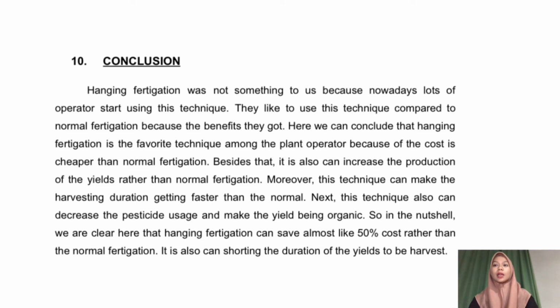Moreover, this technique can make the harvesting faster than normal. Next, this technique also can decrease the pesticide usage and make the yield organic. So, in a nutshell, we are clear here that hanging fertigation can save almost 50% cost compared to normal fertigation. It also can shorten the duration for the yields to be harvested.